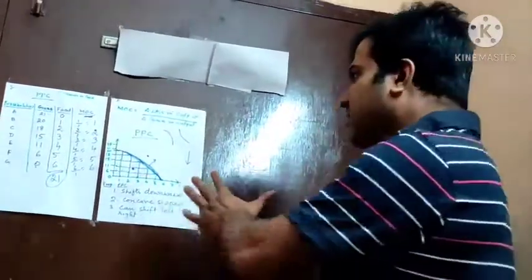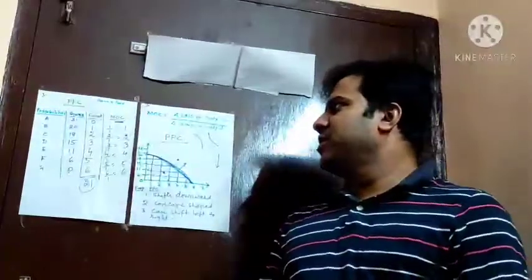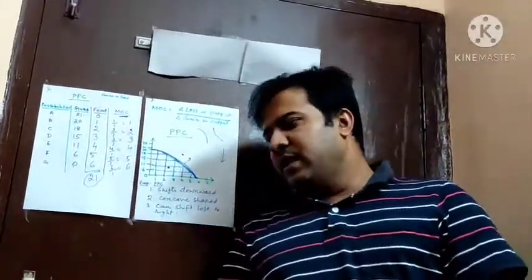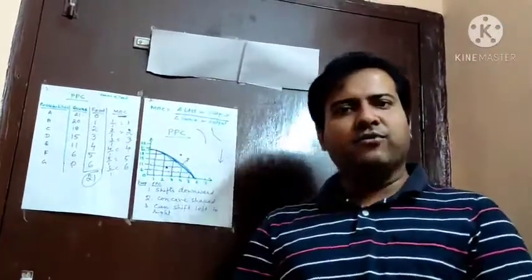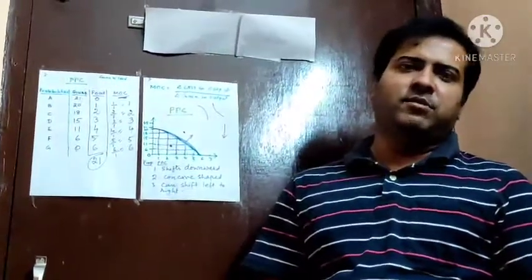Okay, so this is about the production possibility curve, and this is the representation in a graph. With this I come to the end of the third part and also the end of this chapter number 2.